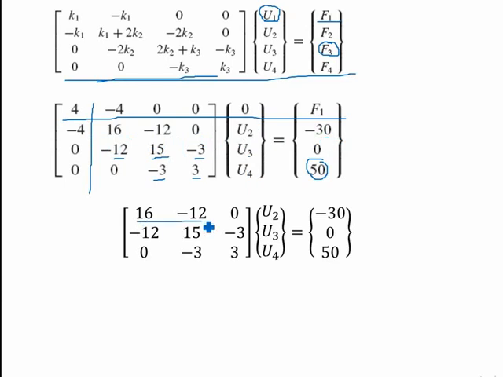Now you see this equation, is it the same? Now third equation: minus 12 into 0 is 0. Minus 12 into U2, 15 into U3, minus 3 into U4 is equal to 0. Next, fourth equation: 0 into U2 becomes 0, again this 0 into 0 is 0. That means the first two terms are 0. Next, minus 3 into U3, 3 into U4 is equal to 50.